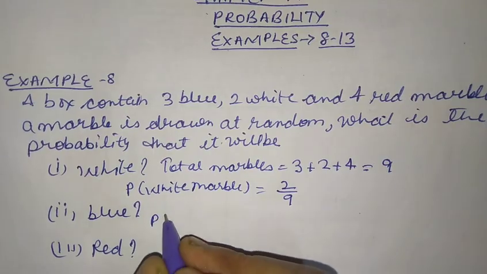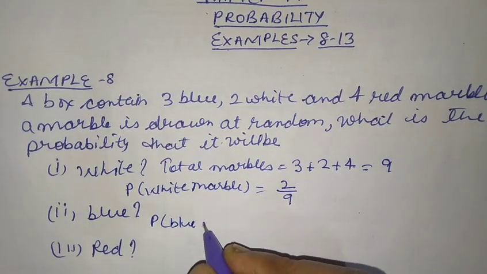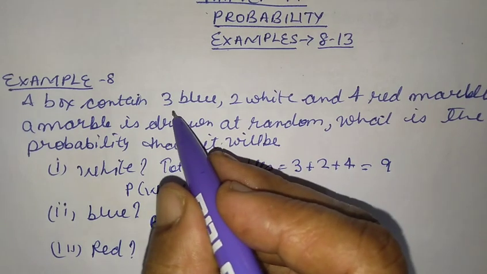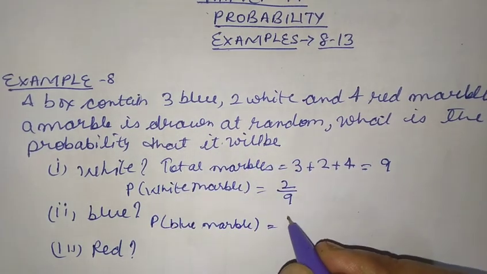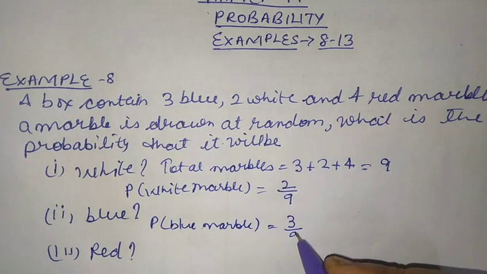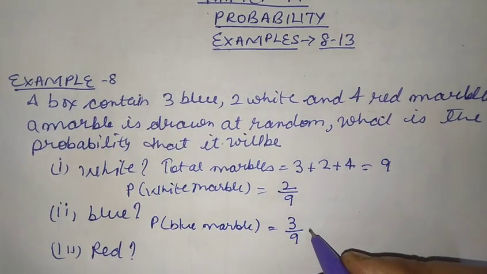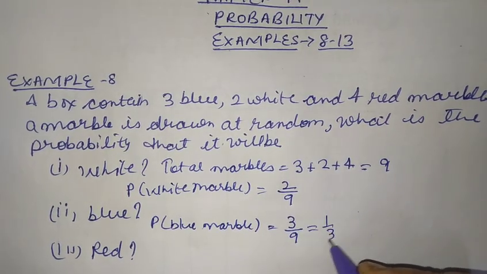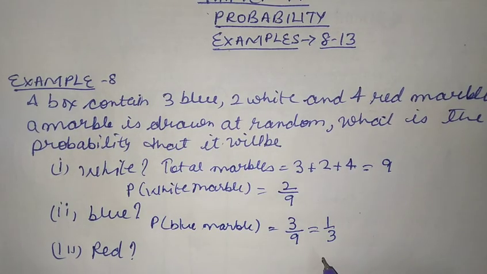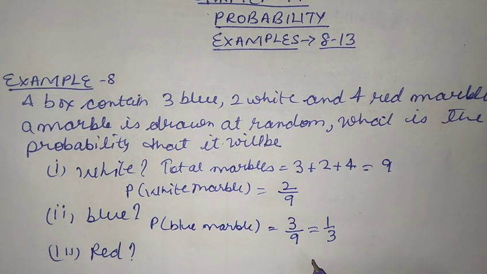Now the probability of getting a blue marble. The number of blue marbles is 3, so the favorable outcome is 3 and the total possible outcome is 9. That is 3 by 9, or 1 by 3. So the probability of getting a blue marble is 1 by 3. Let's go to the third part.